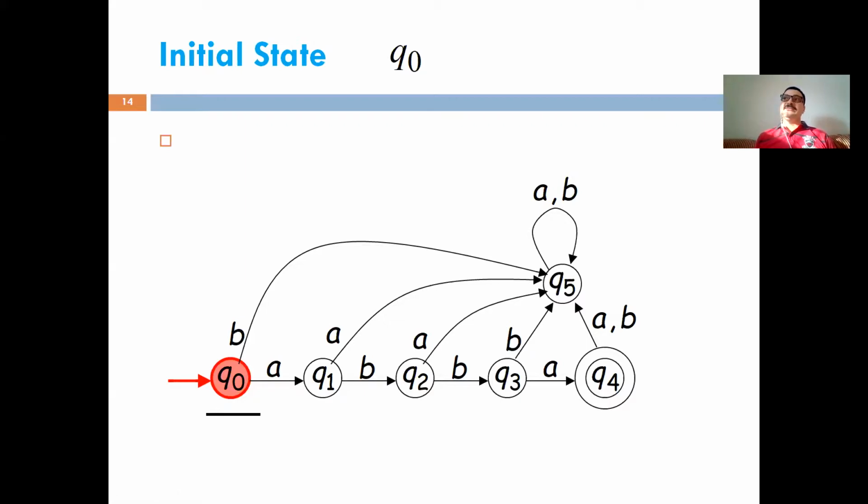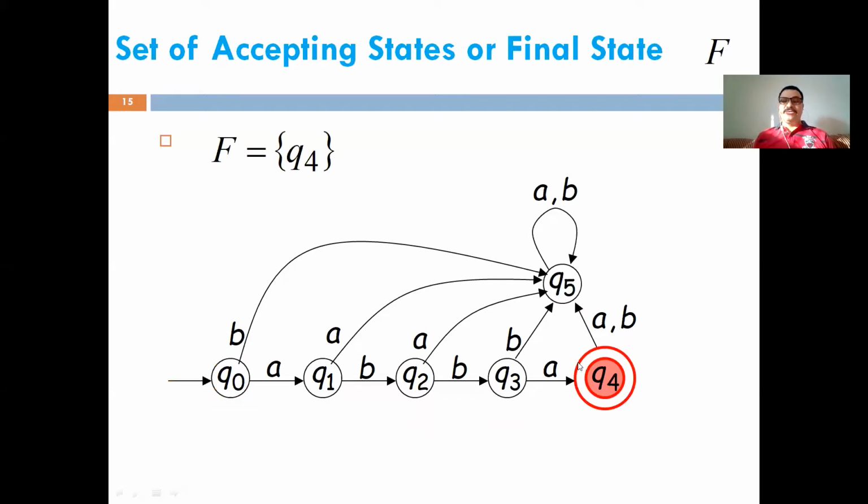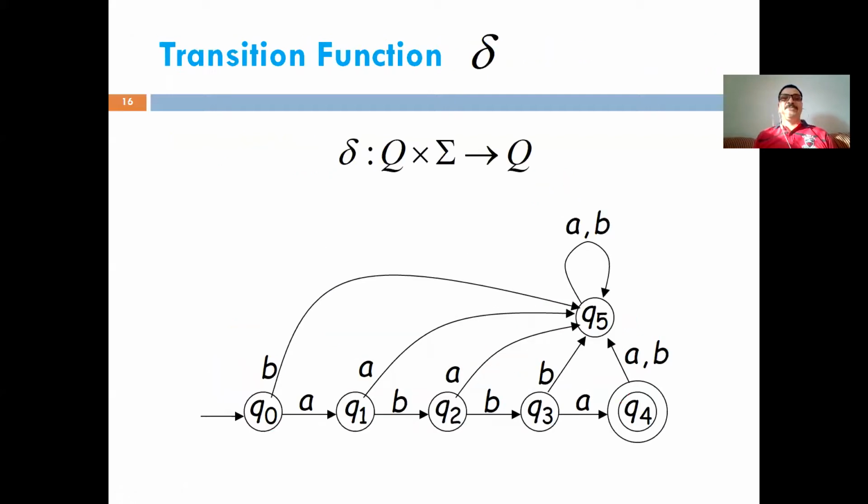What about the final state? The final state is simply represented by two concentric circles, right? So in this case, Q4 will be the final state because it is represented by two concentric circles. You can see it easily in this diagram. So this is all about the tuples except the transition function.